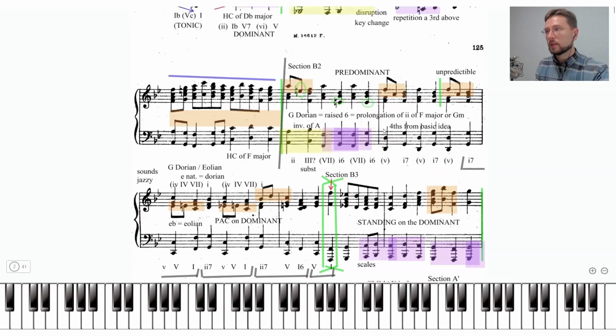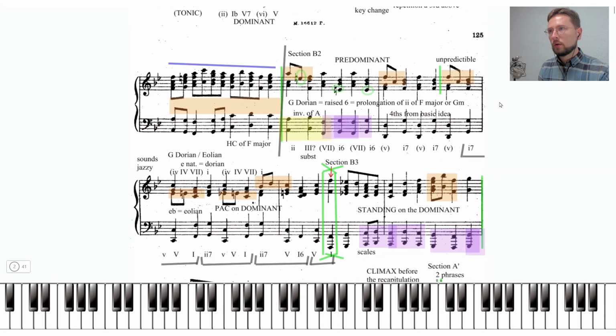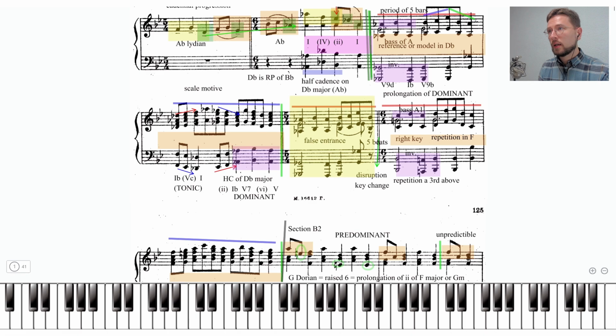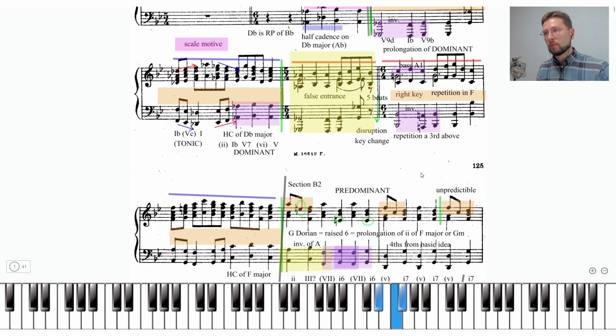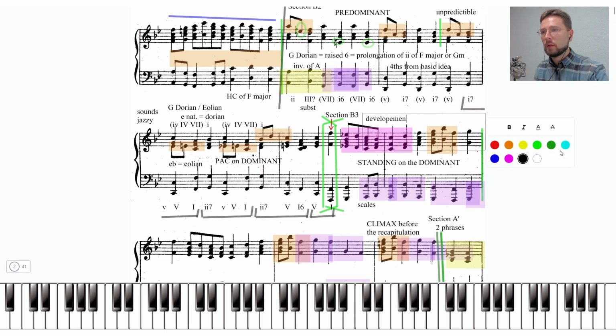Now this scale, it's also taken from the scales that we had first here. All right, so we are now looking into section B3. The scales that we are seeing here, the scale motif, is clearly prominent, so I would give it this pink color. And it's something that kind of inspires all of this. So we had it. Right, that sort of scales that are an inversion. So I would connect this B3 in a sort of recapitulation, or it's a development of B1.